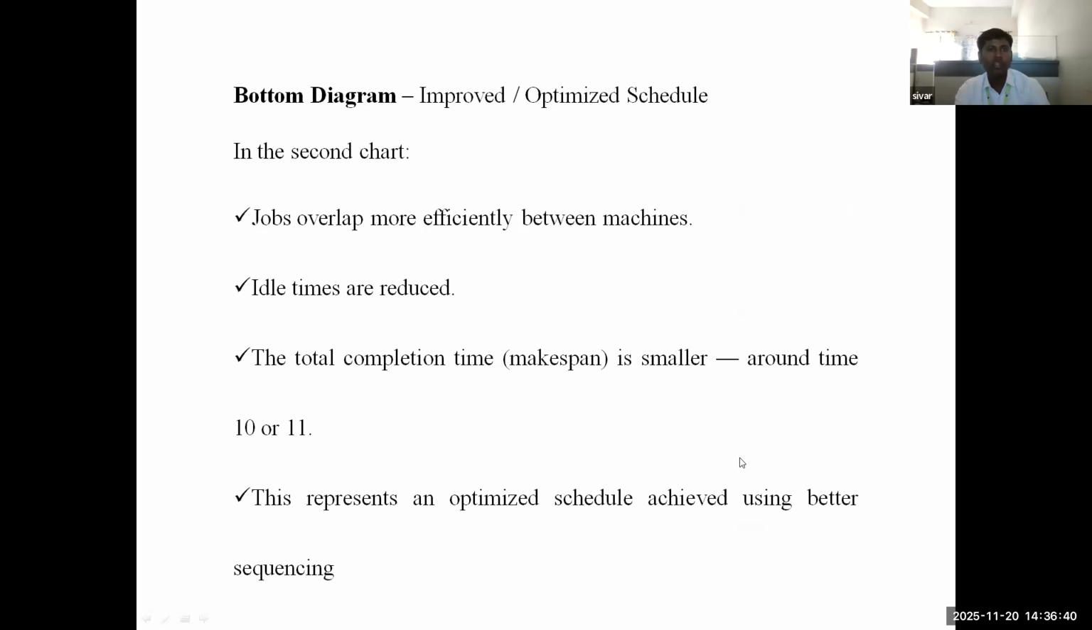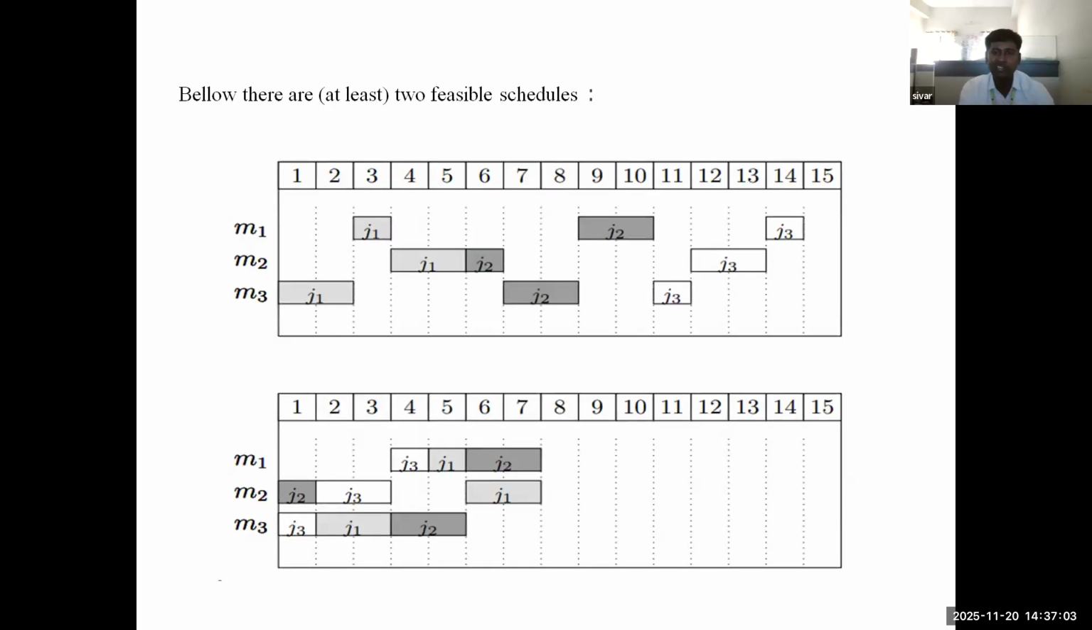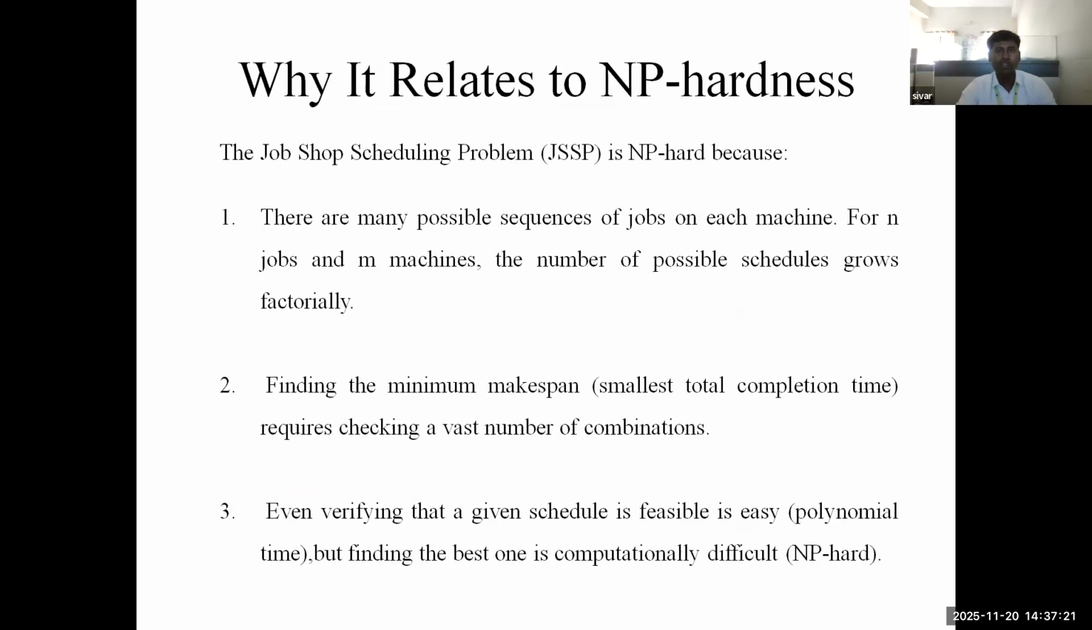Okay. Next one. What about the bottom diagram? In the second Gantt chart, jobs are overlapped. Idle times are also reduced. The total completion time is also somewhat smaller, around 10 to 11. This represents an optimal schedule, achieving better sequencing. Okay. Once you look at the two charts, the first one takes more time. The second chart is somewhat better than the first one. It completes three jobs with a time slot of 7. Once you look at the first diagram, three jobs are performed with a time slot of 14. So the best solution is the second chart. Okay.